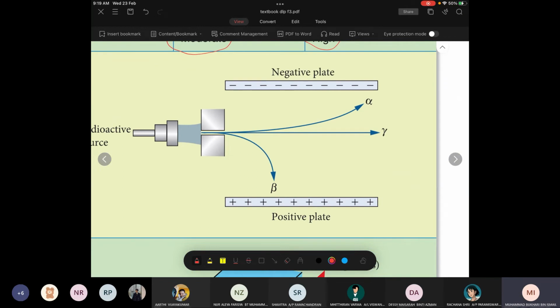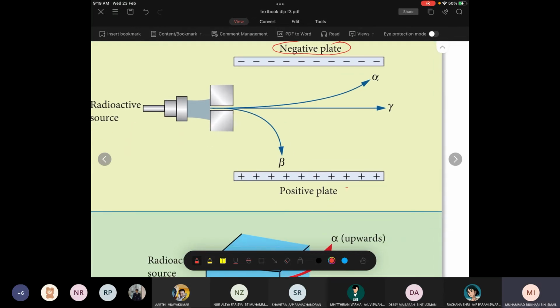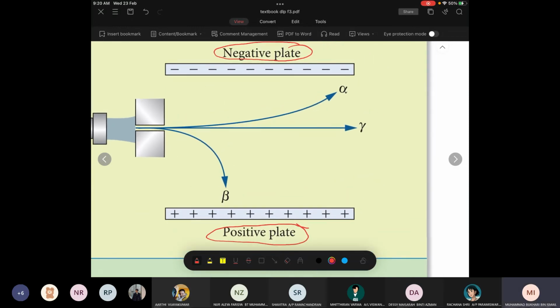When we talk about electric field, we must have a negative plate, which is connected to the negative terminal of our source, and we have a positive plate at the bottom, which is connected to the positive terminal of the power source. Okay, now look at the deflection here. You can see that gamma ray has no deflection. It still moves in a straight line.